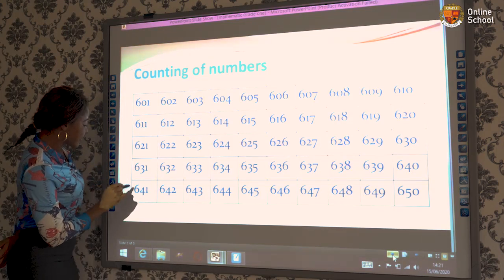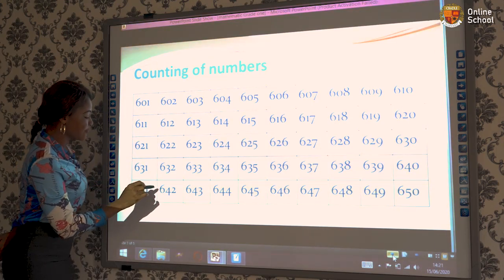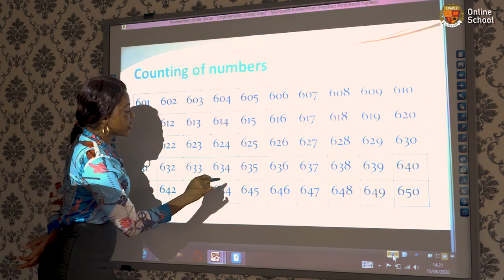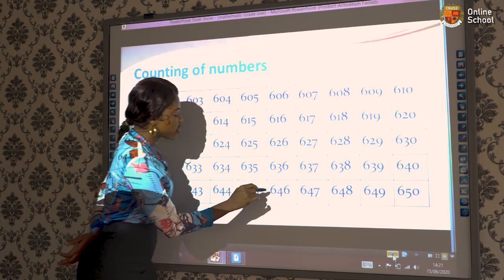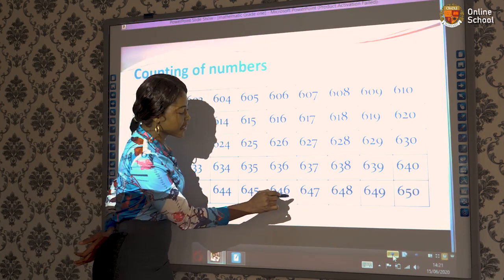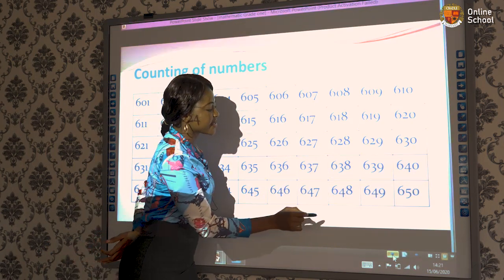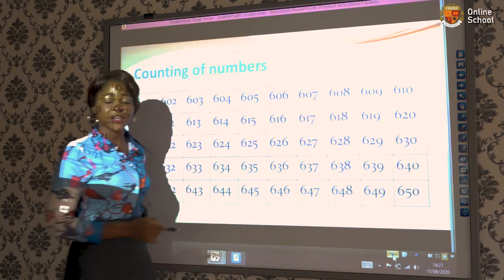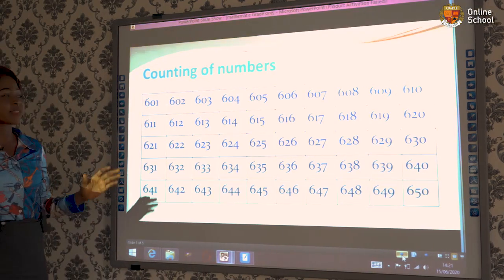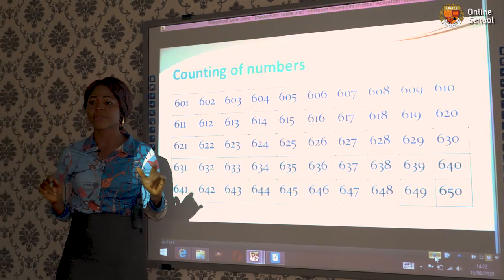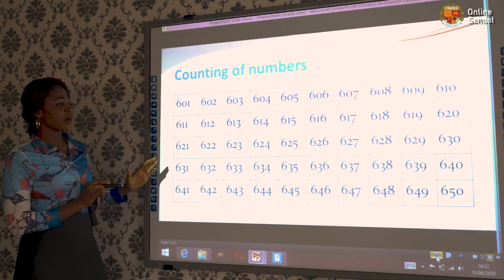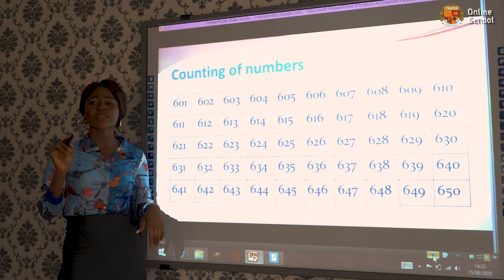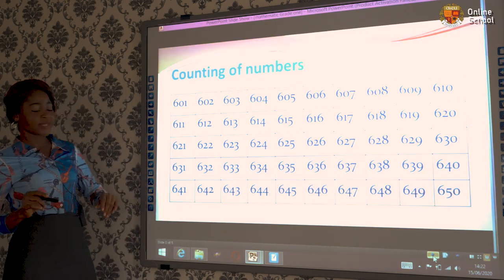Let's count again. 641, 642, 643, 644, 645, 646, 647, 648, 649, 650. I told you we are counting these numbers from 601 to 700. But for now, we are going to stop here, and you have to count this number at home with your mommy and your daddy. So let's go to the next one.